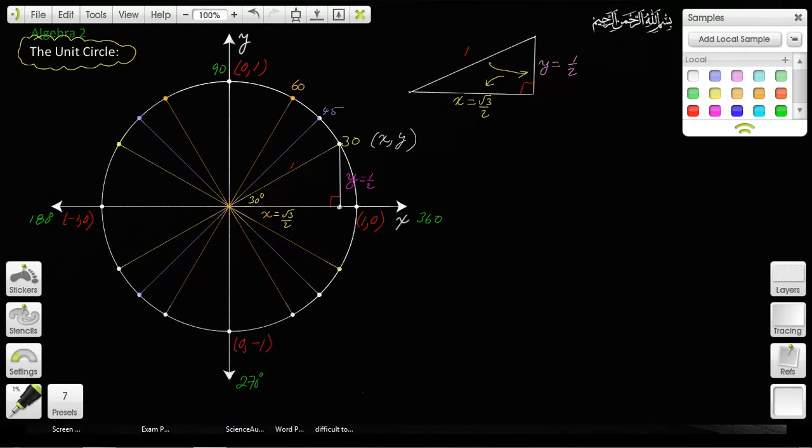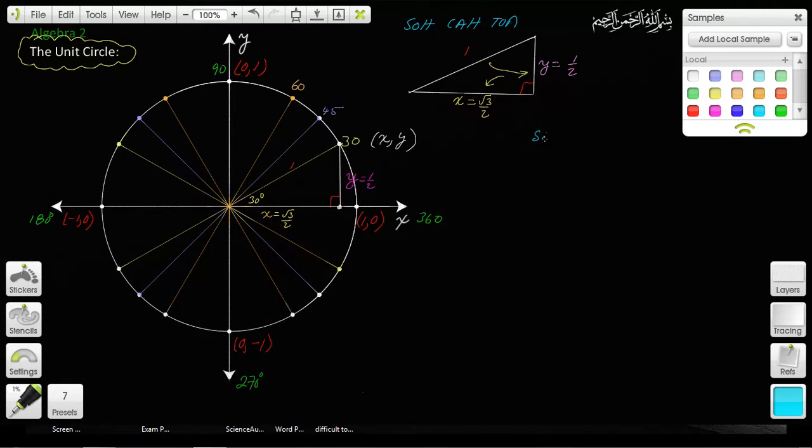Now we extrapolate this to our knowledge of trigonometric ratios. And if you recall, SOH CAH TOA, okay? In this case, if it's 30 degrees, let's see what the cosine is. Let me give myself some room. Okay, so let's write those ratios for 30 degrees.